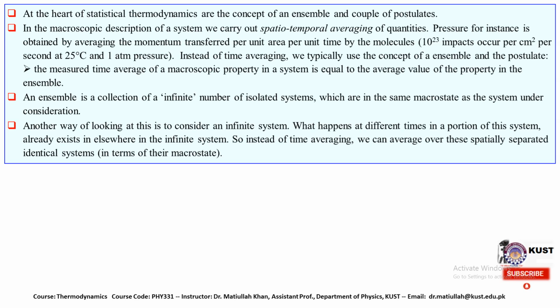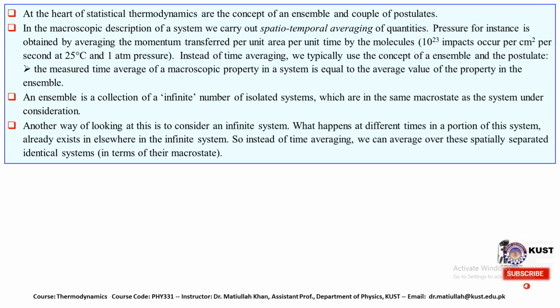In the macroscopic description of any system, we use average values. For example, pressure can be obtained from the momentum transferred per unit area per unit time by the molecules in a gas, but instead of time averaging, in statistical mechanics we typically use the concept of ensemble and postulate. The measured time average of a macroscopic property in a system is equal to the average value of the property in the ensemble. An ensemble is the assembly of particles.